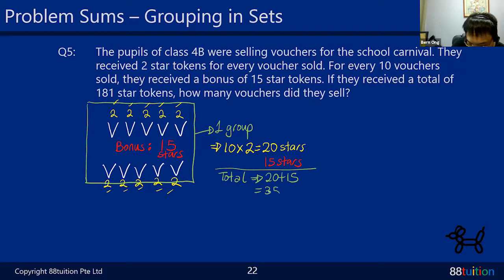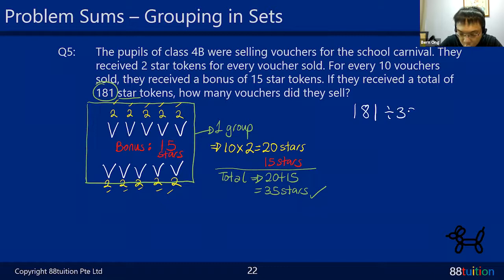Okay. So if you sell one group, you have 10 vouchers. One group, 10 vouchers, 35 stars. All right. 65 and 60 is not the right answer. Let's move on. So in the end, I receive 181 stars. So inside 181, how many 35 are there? Must do division. How? Don't panic. You are supposed to ask yourself, inside 181, how many 35 are there?